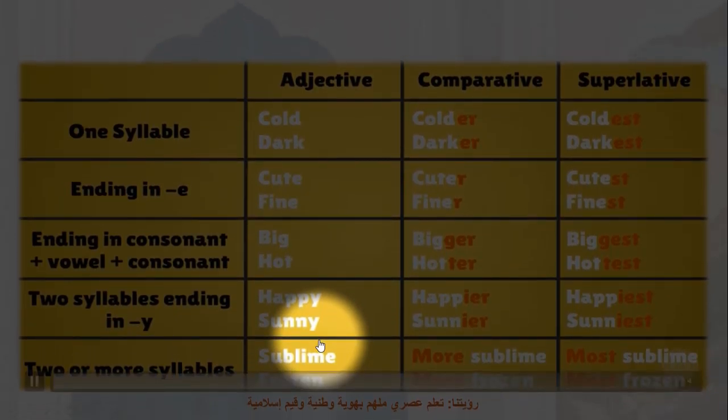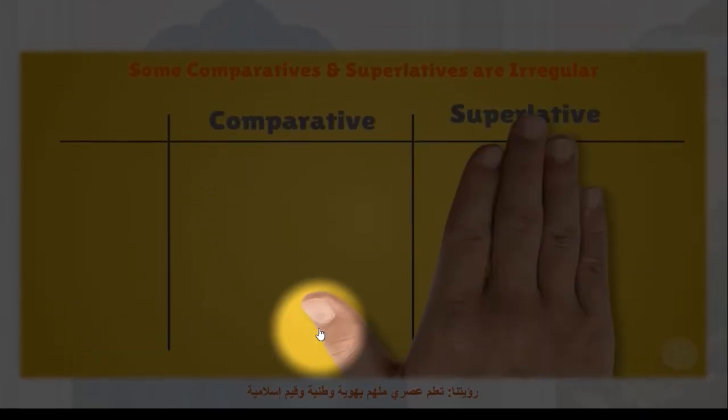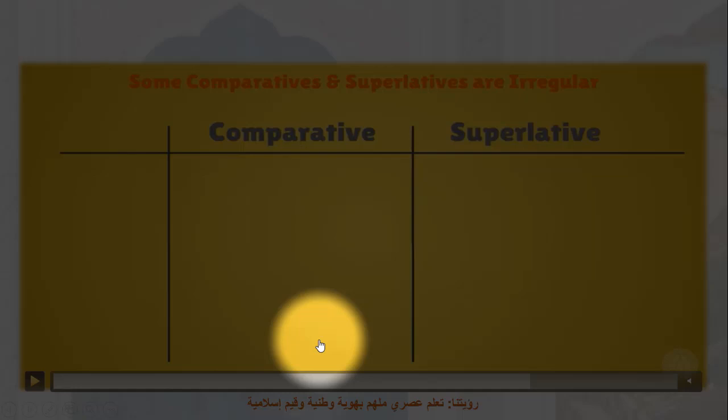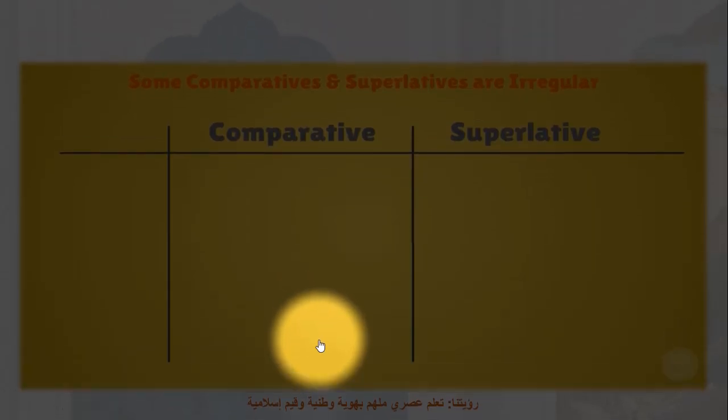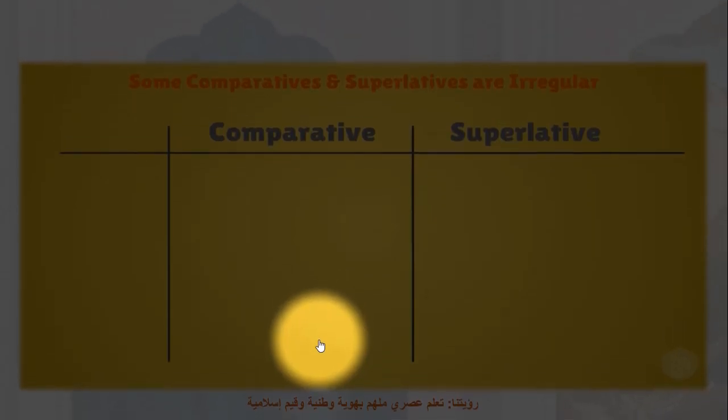But mister, I think this is not always true. What are you talking about? I think they are called irregular comparatives and superlatives. Do you know some examples, Yasem? Yes. You said better and the best.